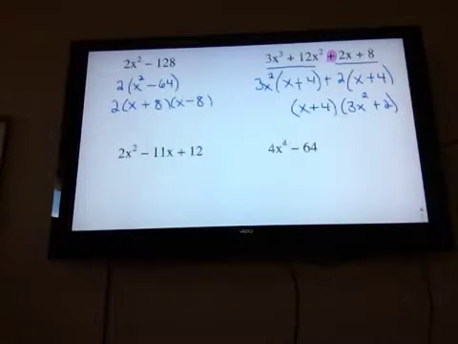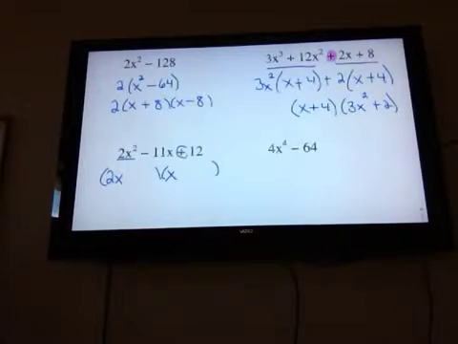Question 3. Is there a common factor? No. How many terms do I have? I have 3. So that's my trial and error. That's the best way to describe a trinomial. So first is 2. My only choice to get 2x squared is 2 times 1.